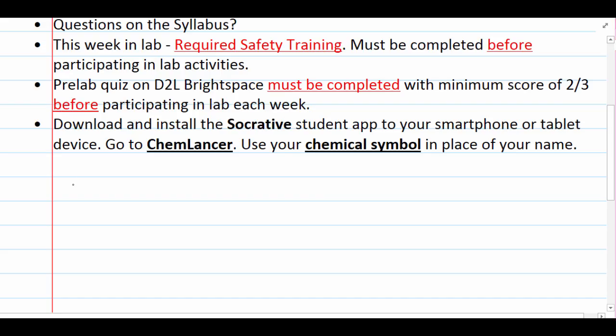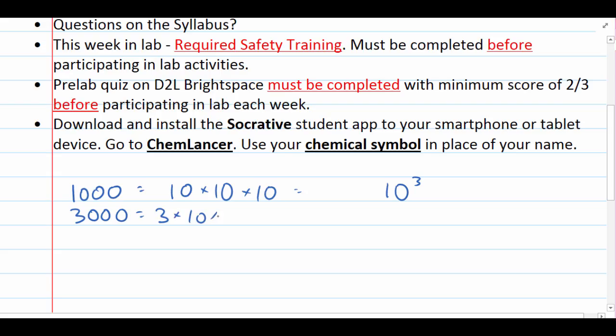And so I will be teaching you how to use some of those special features, for example, with stuff in scientific notation. So we're going to start with the number 1,000. If we look at this number 1,000, we could write it as 10 times 10 times 10, which is the same as 10 to the third. And if we have the number 3,000, this is 3 times 10 times 10 times 10, which we could write as 3 multiplied by 10 to the third.